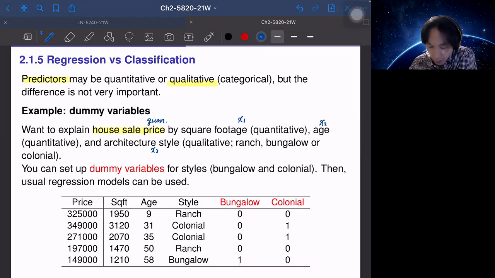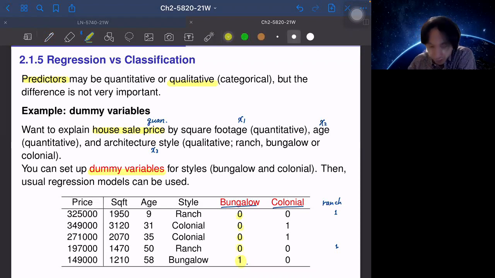So in this case, what should we do? So just what we have to do is to set up so-called dummy variables. So we have three types. Okay, so suppose the ranch as baseline, then we set up the indicator variable for bungalow and the colonial. So ranch, basically we have 0 here and here. First and fourth observations are ranch houses. And the fifth observation is a bungalow house. So we just define this as 1 and the other as 0.